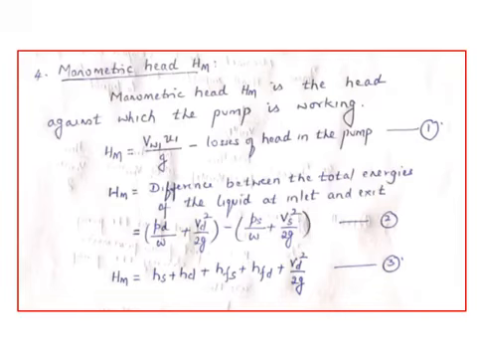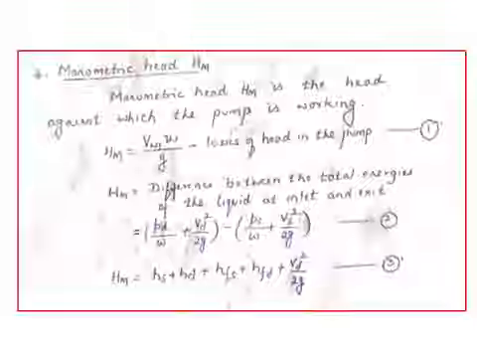Actually, you want to raise the water to HM, but work done per second is, this has to be, but there is always some loss. Suppose the manometric head is about 35 meters, and actually VW1 U1 here has to give work done. If there is no loss of head in the pump, actually HM should be equal to VW1 U1 by g.